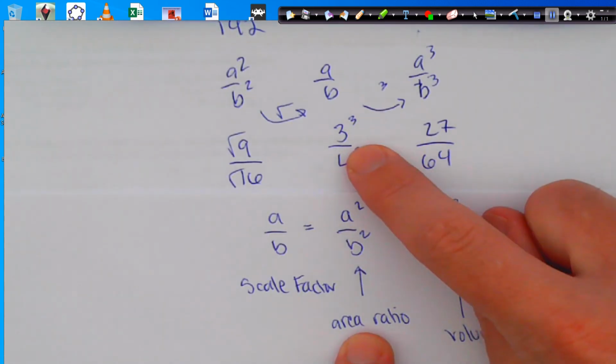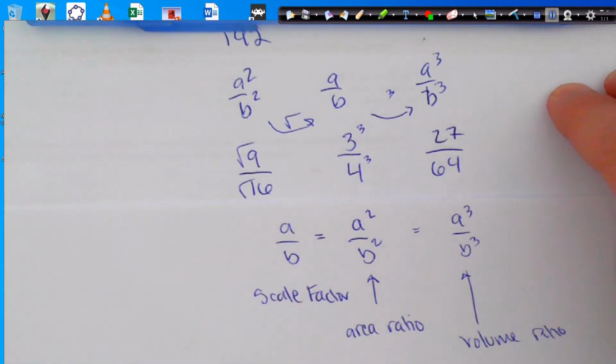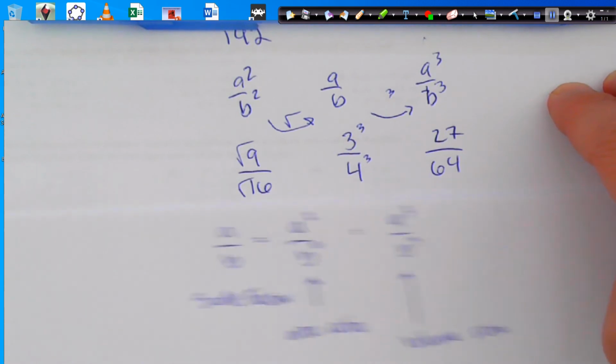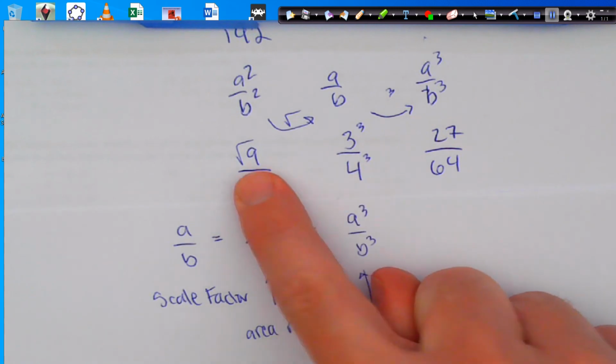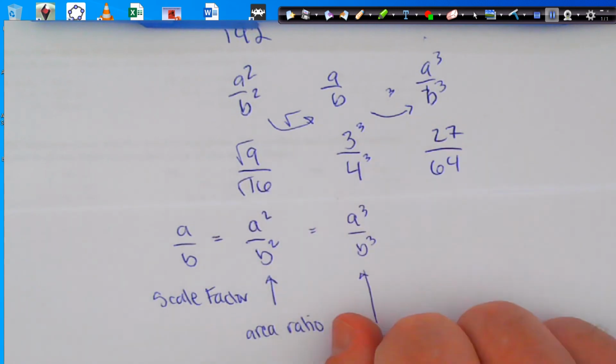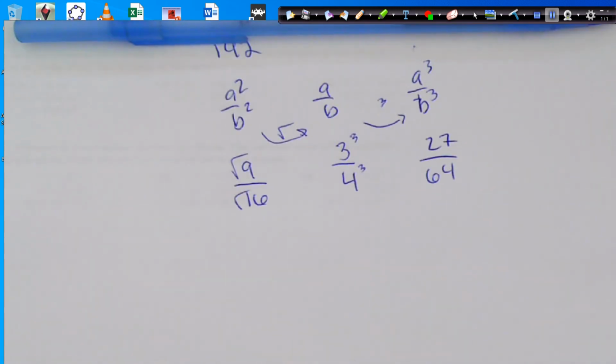3 over 4 is actually my scale factor, a to b. And then 9 over 16 is my a squared, b squared. And you can see that because what's 3 squared? 9. What's 3 cubed? 27. Okay, so it's just kind of a funky pattern.